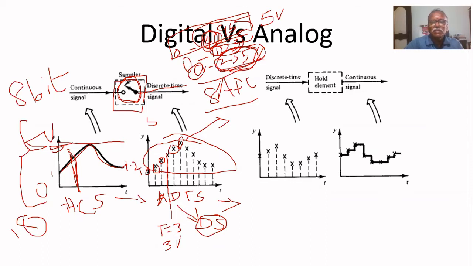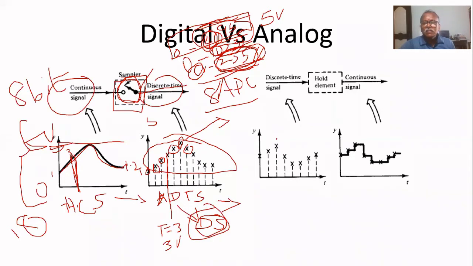We quantize by using 8-bit, by using 10-bit, by using 12-bit. So we are assigning some symbol, in other words code, to those values. That is called digital system. Now I think you understand the difference between continuous signal, discrete time signal, and a digital signal.